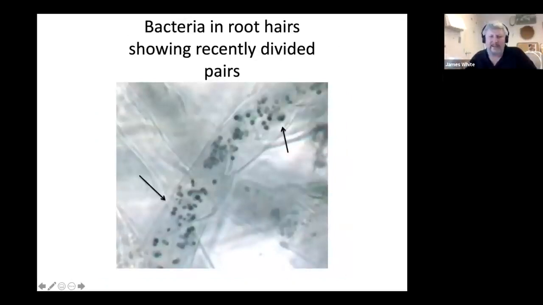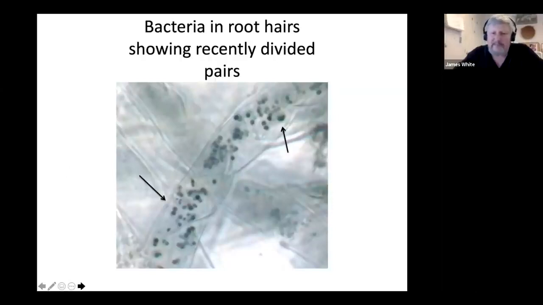You can see the arrows now, the lower arrow, you can see kind of two little dots there. Those are where those bacteria have divided. So these bacteria are actively growing inside the plant. I like to think that the plant is replicating these microbes because the plant is actively involved in this process of cultivation of these microbes. And I'll show you what I mean by that in the rest of the process.